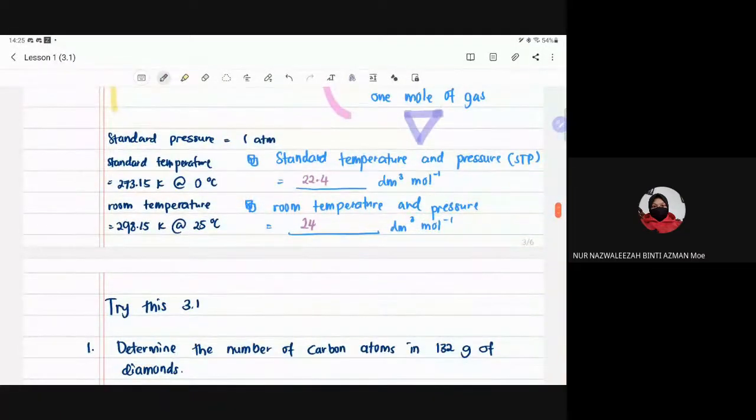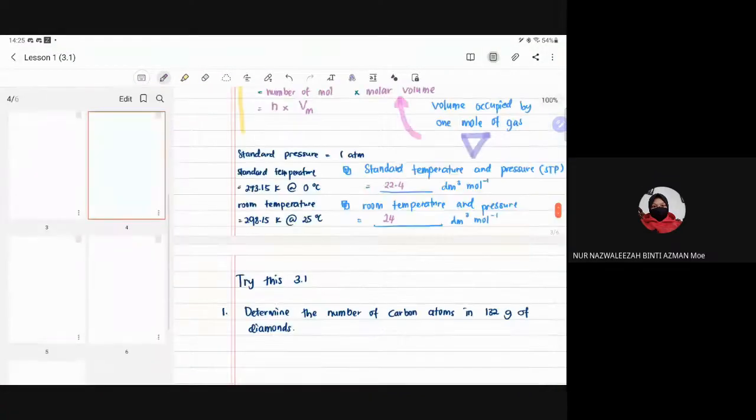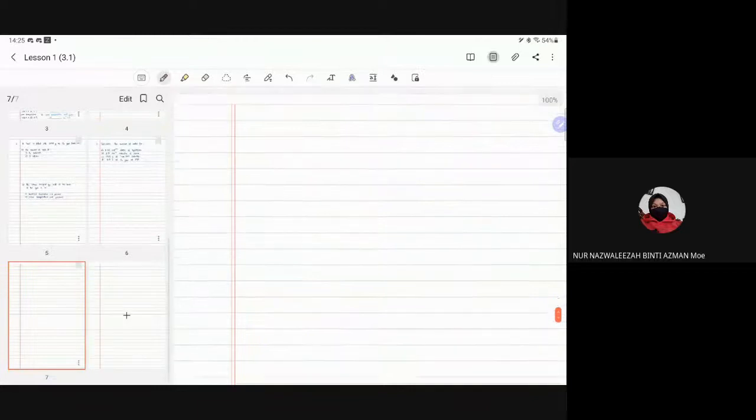Before I go into the exercise, let me just add a page. Okay.